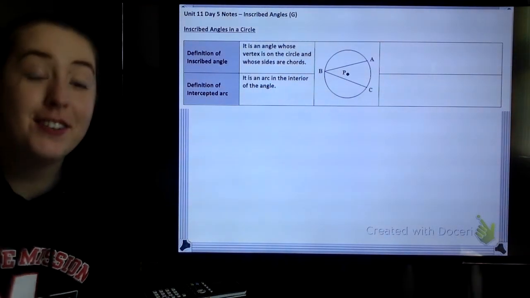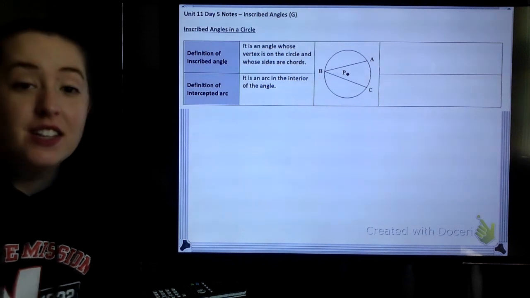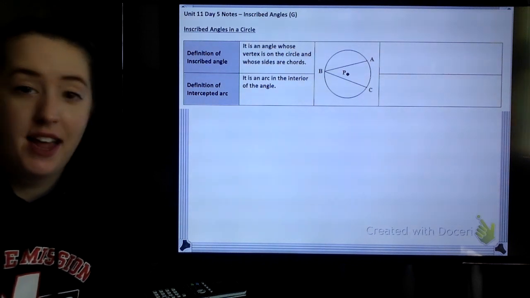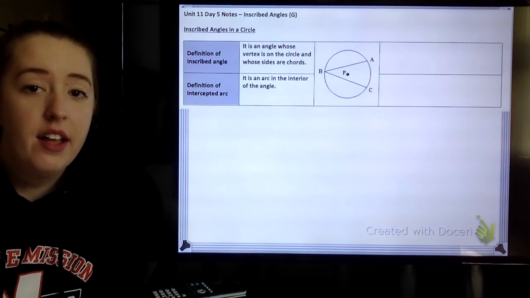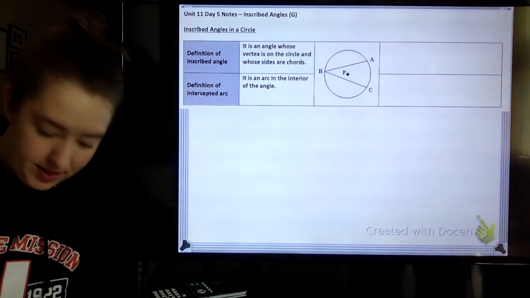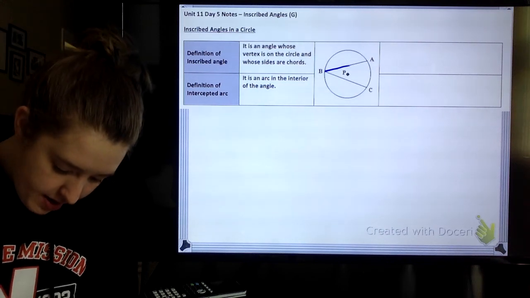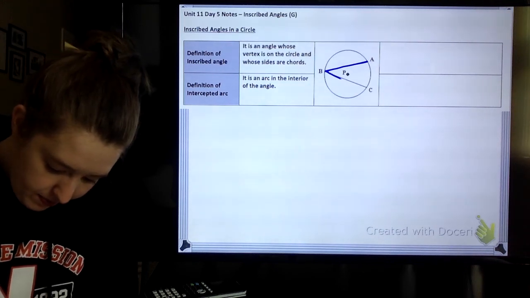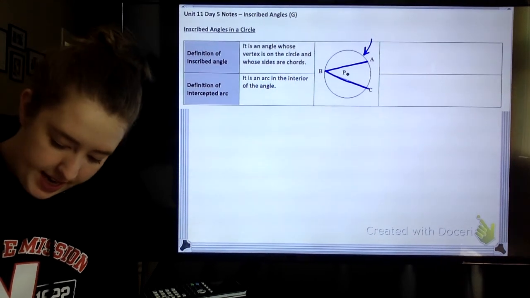Hey guys, so today we are going to learn about inscribed angles. So, what is an inscribed angle? It's an angle whose vertex is on the circle and whose sides are chords. So, that means that this piece right here, that is my inscribed angle.